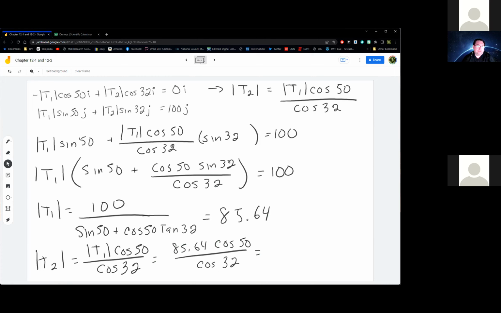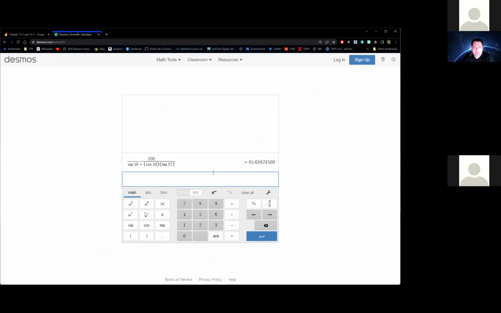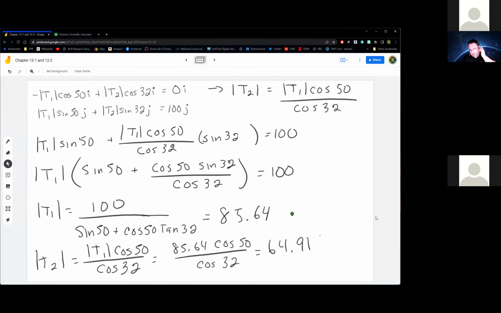So we can now plug that into Desmos. So I'm going to actually use the answer. Cosine 50, cosine 32. And that gives you approximately 64.91. All right, so we've got our two magnitudes.